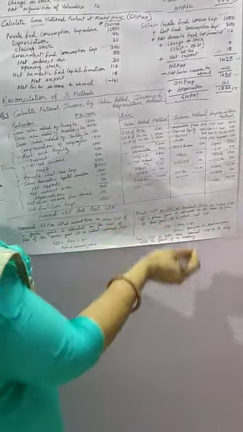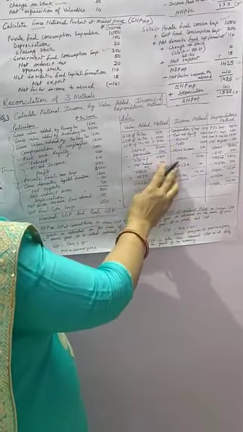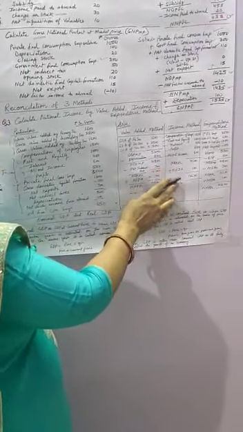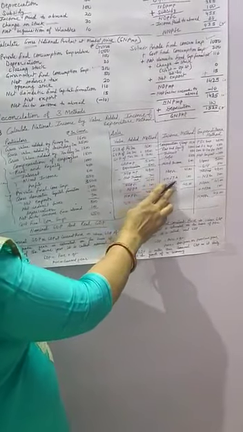Now come to the income method. Already you got NDPFC in income method. Then to make it national income, what you have to do here also is include the value of net factor income from abroad.